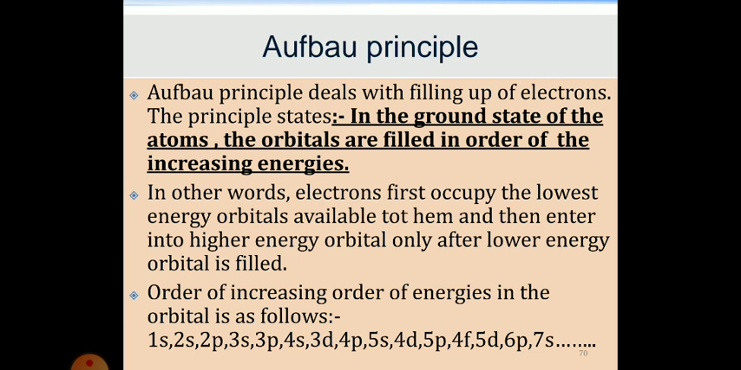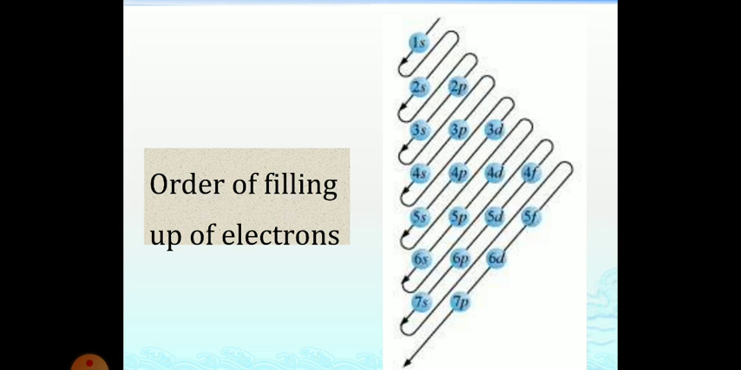Now if you look at the increasing order of energies of the orbitals, it follows this rule. First of all, electrons should fill the 1s, then they enter the 2s. After completely filling this suborbital, that is 2s, they enter the 2p, then 3s, 3p, 4s, 3d, 4p, like this. And its order of filling up of electrons is shown by this diagram. Electrons will first enter the lowest energy level, that is 1s, which we have shown at the top of the diagram. After filling this 1s orbital, electrons will enter the 2s orbital, then the 2p, and according to the direction of the arrow they will enter the 3s.